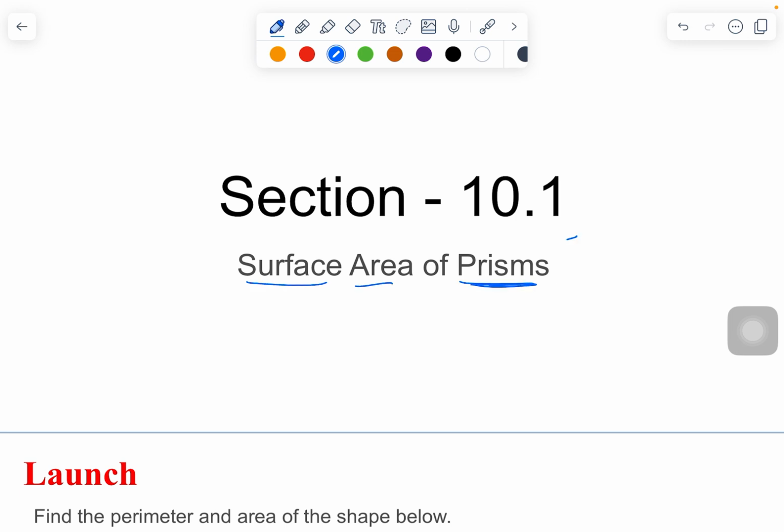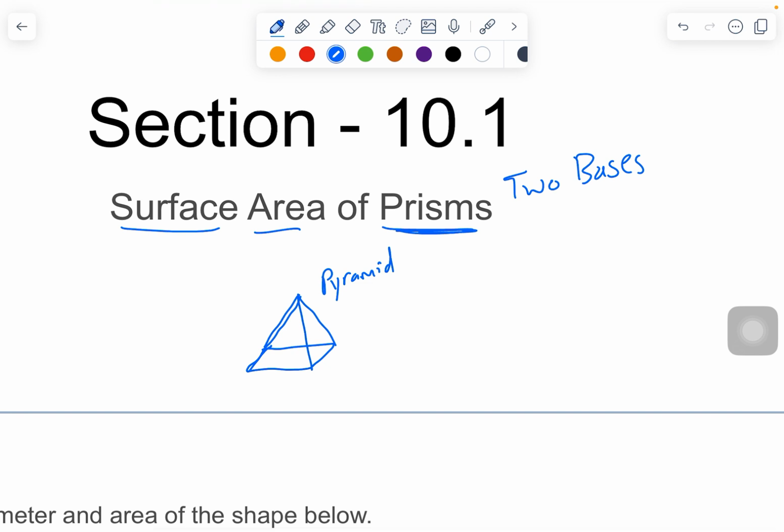What I want you to write next to prisms is two bases. So the first thing we're going to do is draw a parallelogram and then have all of those meet up at a point. Something like this. So this is a pyramid because there's one base. That is not a very good pyramid, but we'll work on those a little bit more. But prism is what I want to show you how to draw.